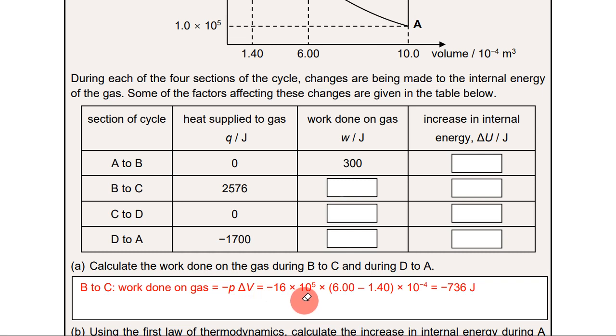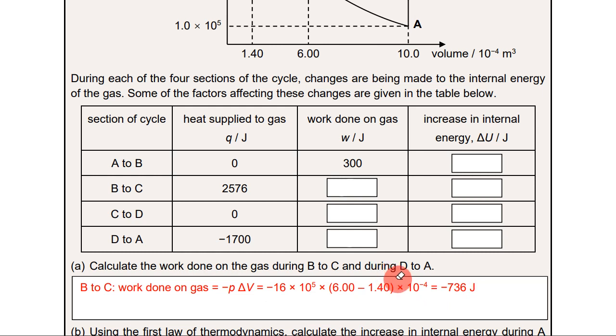This is the pressure, times the change in volume, final volume minus initial volume. That works out to be negative 736 joules. The work done on the gas during B to C has to be negative because it is an expansion. In an expansion, the work done on the gas is negative. Only when the gas contracts will the work done on the gas be positive.